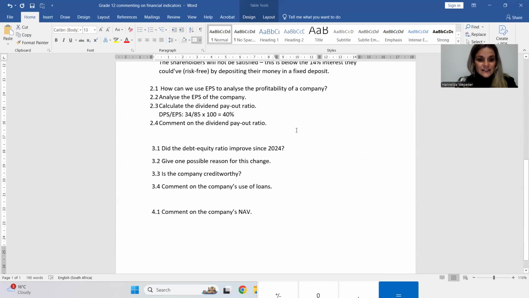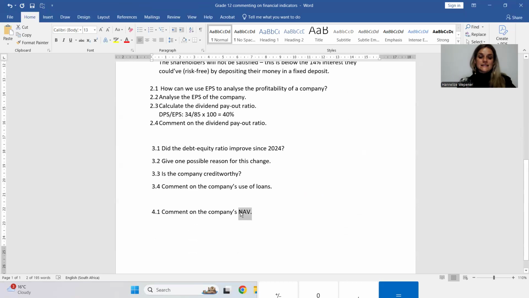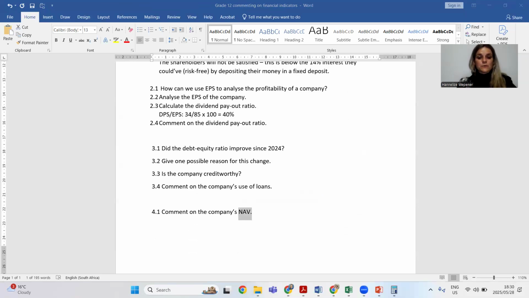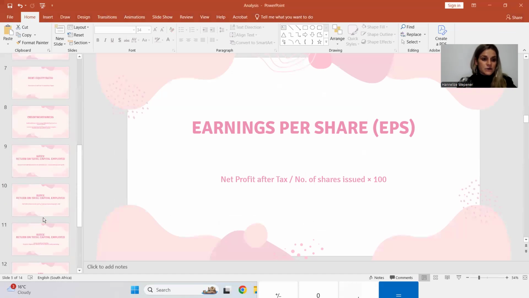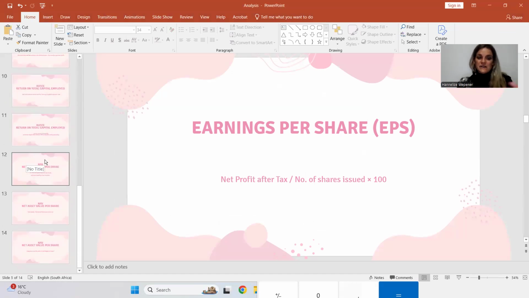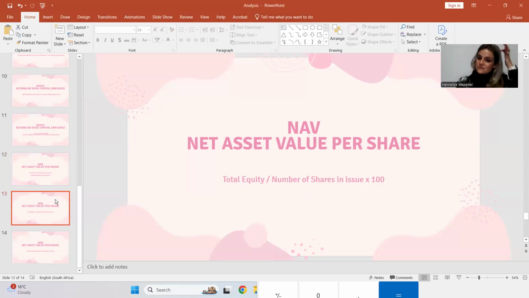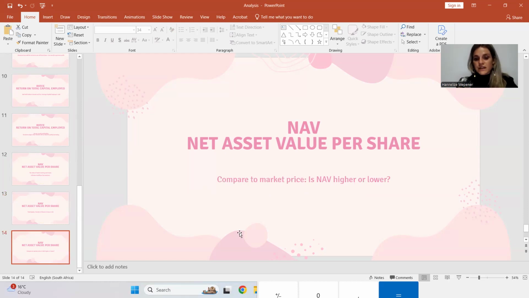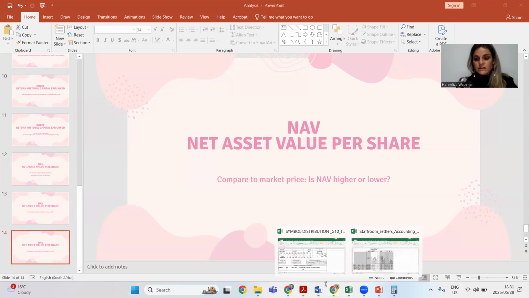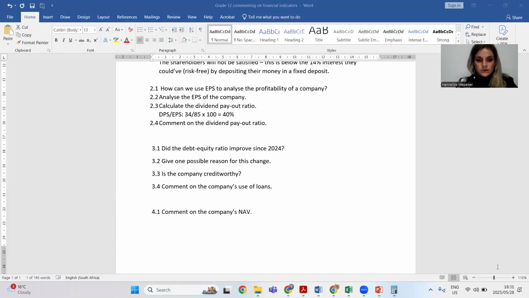Okay. Right. Then the last one is comment on your company's net asset value. Once again, what is net asset value? It is the value at which I am basically now carrying this share within the business. So it indicates stability within the business. It indicates how much the share is worth by looking at my financial statements. At nothing else, only my financial statements. And we said that we're going to take the total equity divided by the number of shares in issue to find this, and then we are going to compare it to our market price, or then the last issued price if we don't have the market price.